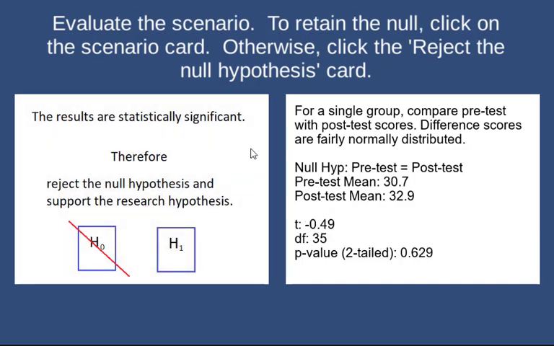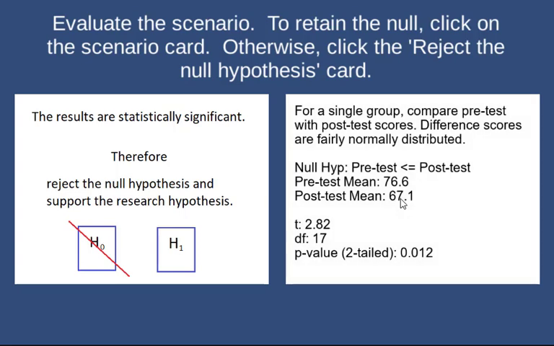In this next scenario, our null hypothesis is that the pre-test is equal to the post-test. Again, no difference, two-tailed test. The pre-test is a 30.7, the post-test mean is 32.9. Fairly similar. The t-test statistic is a negative 0.49. That's pretty close to 0. Degrees of freedom is 35, and the p-value for this two-tailed test is 0.629. So we're going to retain the null because that p-value is larger than our alpha level of 0.05.